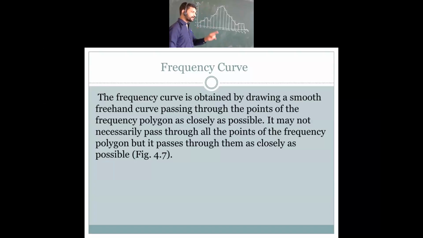What is it that has been told? The frequency curve is a freehand drawing. It may not necessarily pass through all the points. These are the points we have placed, 1, 2, 3, 4, 5, 6, all the points from here. You get the same curve, but it is not exact. The same points are considered.